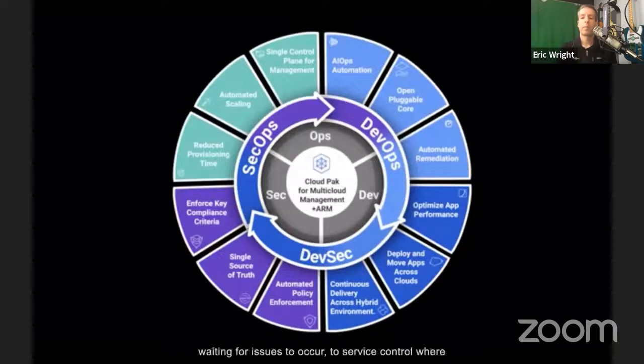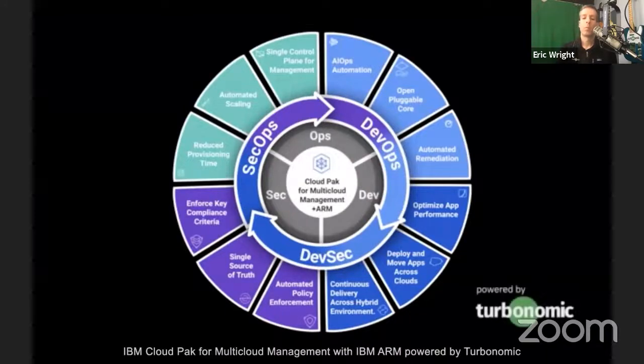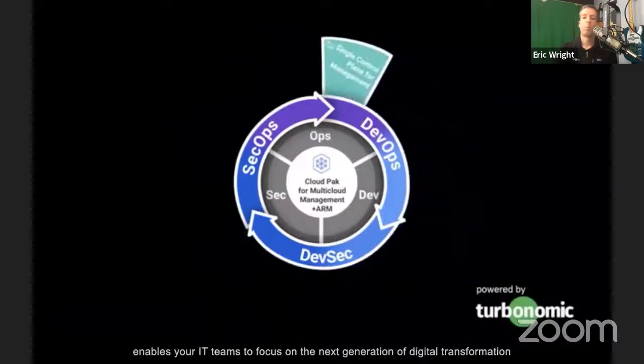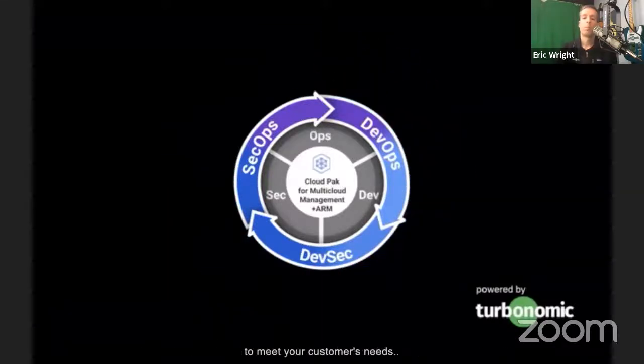IBM Cloud Pak for multi-cloud management combined with IBM Application Resource Management will enable operations teams to move from firefighting, waiting for issues to occur, to service control where applications are continuously and accurately requesting, using, and returning resources needed to meet their service level objectives. IBM Cloud Pak for multi-cloud management with IBM ARM powered by Turbonomic enables your IT teams to focus on the next generation of digital transformation to meet your customers' needs.